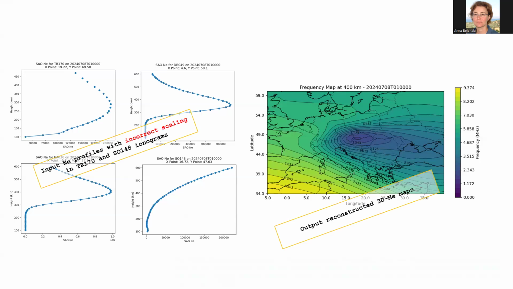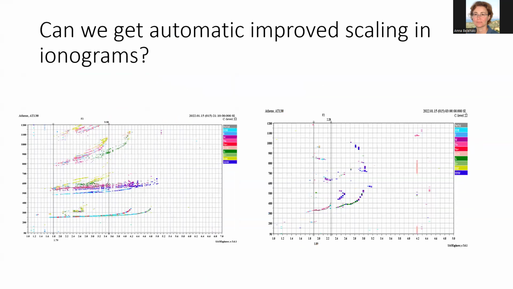So in this case, the scaling is incorrect, at least in two locations, Tromsø and Sopron. And so the output of the reconstructed maps presents some bubble-like features, which are obviously not correct. Now, in this case, DISPEC can help because we can improve the scaling of the ionograms.